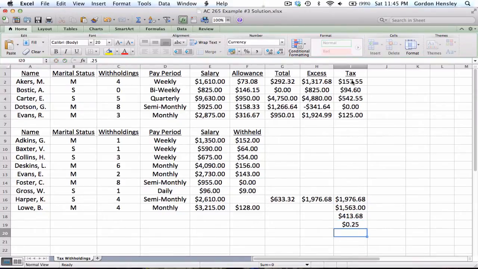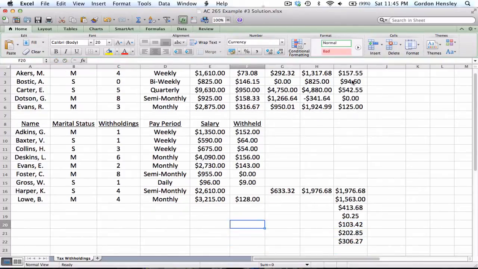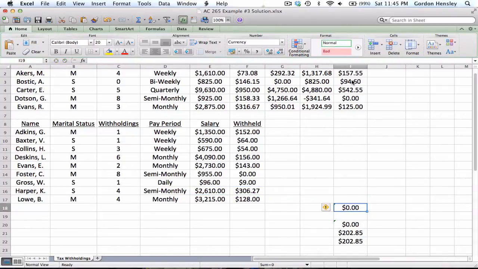The percentage was 25. Well, that's 0.25 as a decimal. I'll multiply that by 0.25. And then I have to tack on the extra $202.85. So these two amounts added together would be $306.27. And then I'll go back and delete all my extra work to clean this up a bit. So ultimately, this person will have $306.27 withheld for federal taxes.